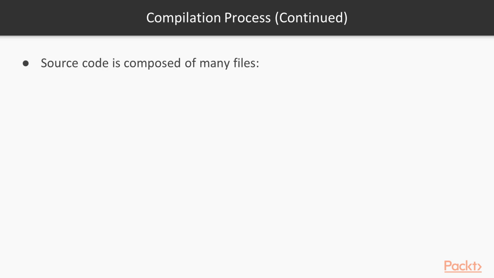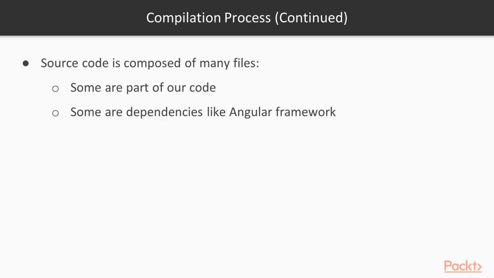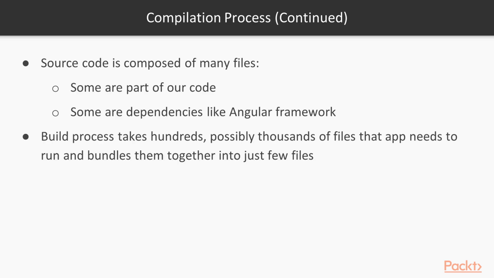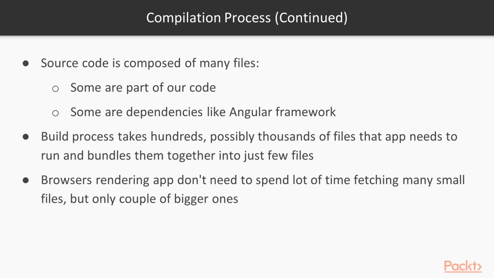Our source code is composed of many files. Some are part of our code. Some are dependencies, like the Angular framework. The build process takes the hundreds, possibly thousands of files that your app needs and bundles them together into just a few files. This means that the browsers rendering your app don't need to spend a lot of time fetching many small files, but only a couple of bigger ones.